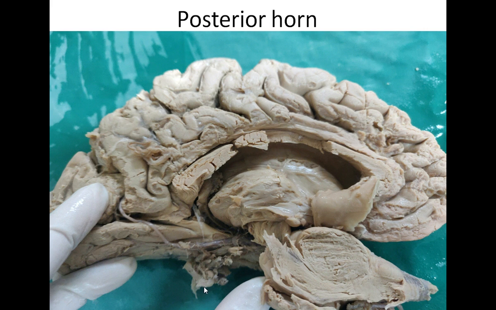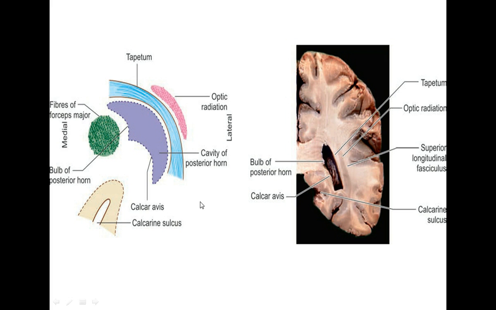Now the posterior horn extends backward into the occipital lobe. It has a roof, a lateral wall and a medial wall. Here in the coronal section you can see this is the roof, this is the lateral wall, and this is the medial wall.